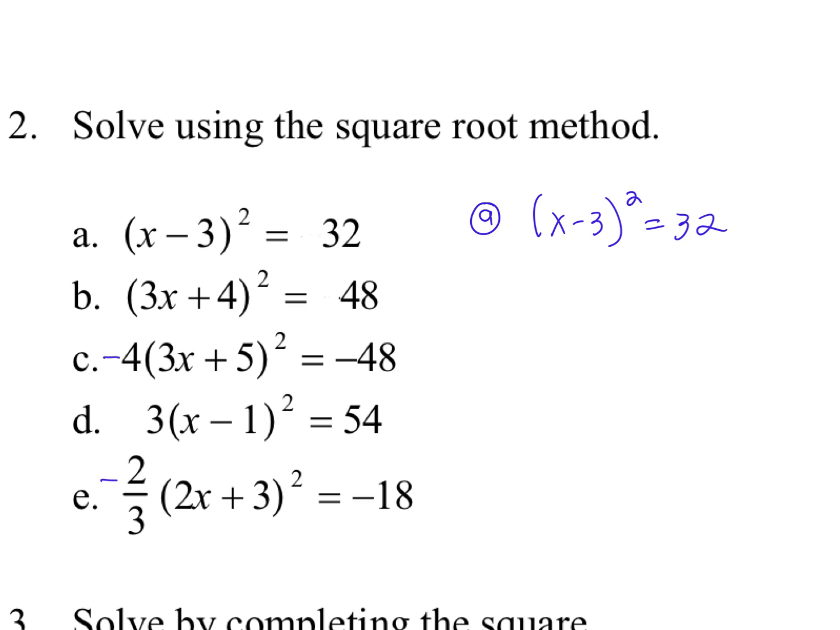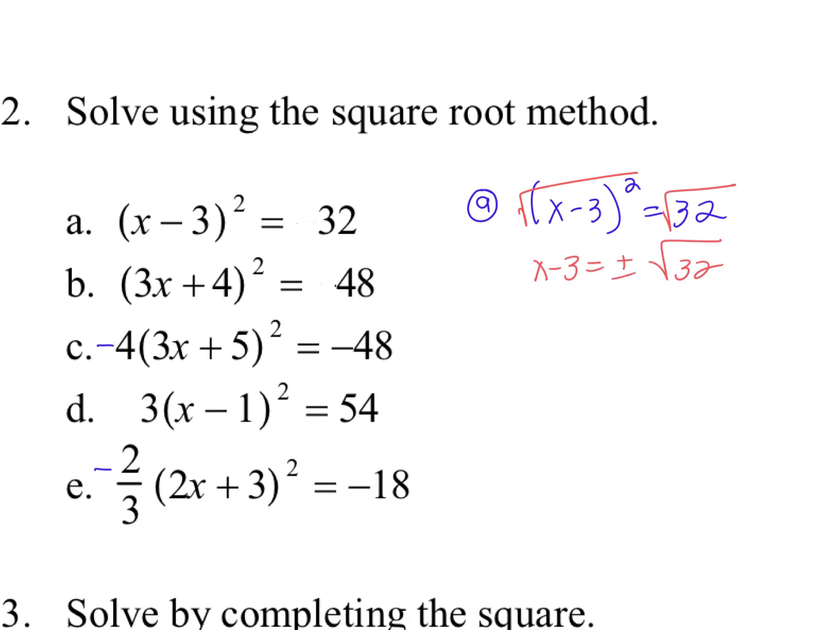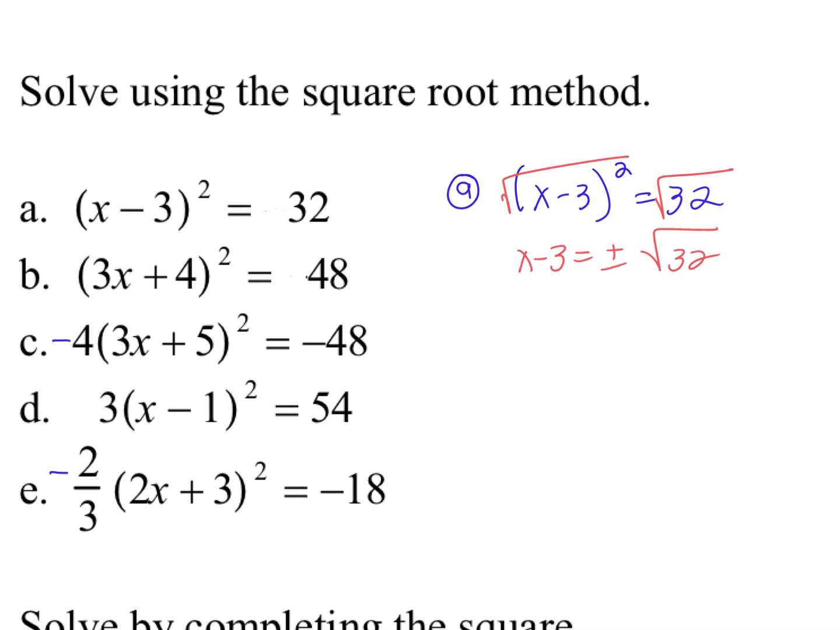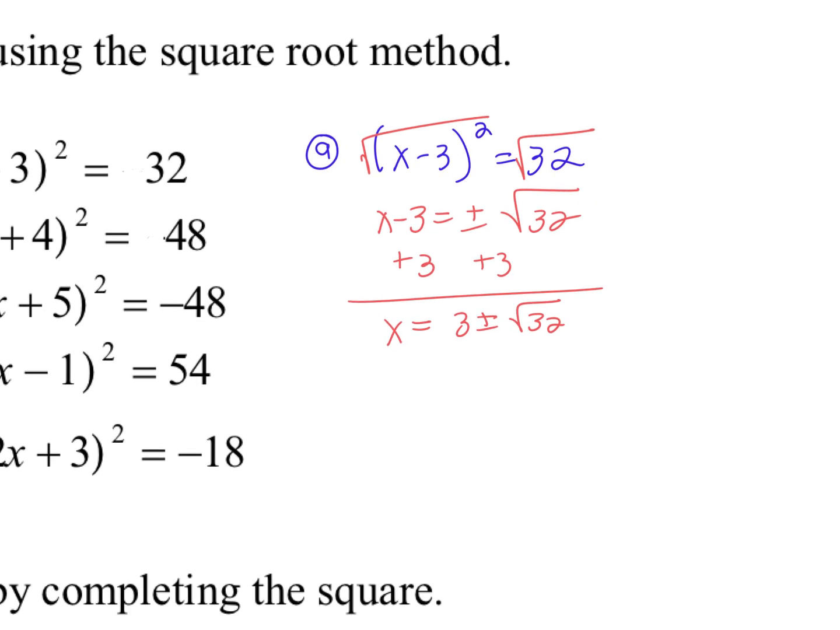When you have a binomial set equal to a number, all you need to do is take the square root of both sides. Guys, when we take the square root of both sides, what goes in front of my radical? Plus or minus. You can simplify the radical here, or you can wait till the end. I'm going to go ahead and add 3 to both sides here. So I have x equals 3 plus or minus the square root of 32. And we always break down this radical. So I can break down 32 into 16 times 2. Square root of 16 is 4. So this is x equals 3 plus or minus 4 radical 2. There is your answer. All right, let's look at B.